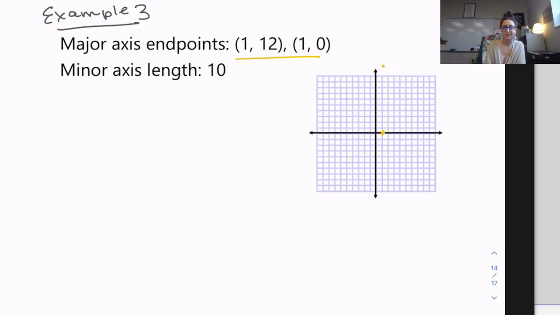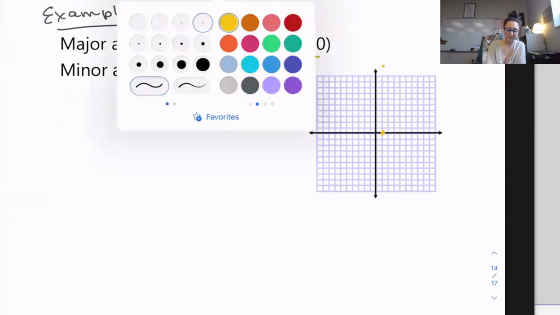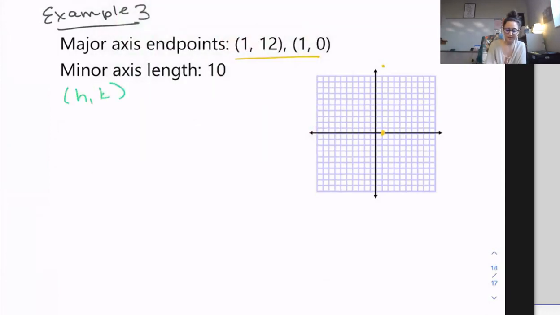So I've got those plotted, and then my minor axis length is 10, okay? So I think first what I want to do is go ahead and find the center, H, K. And the center is going to be the midpoint between the two yellow dots, right? Which is just, you want to average your x's and average your y's. So if I take 1 plus 1 divided by 2, I'm still at 1, right? And then if I average 12 and 0, I should be at 6.